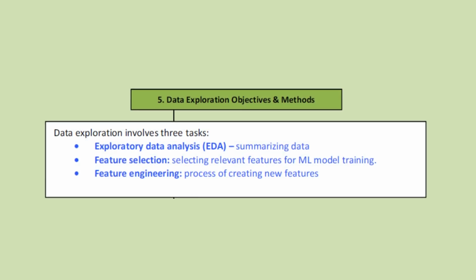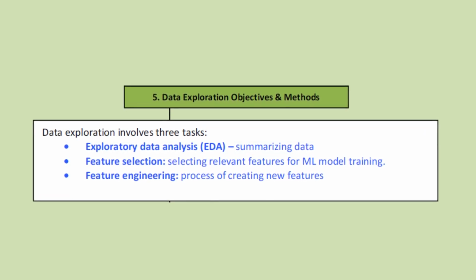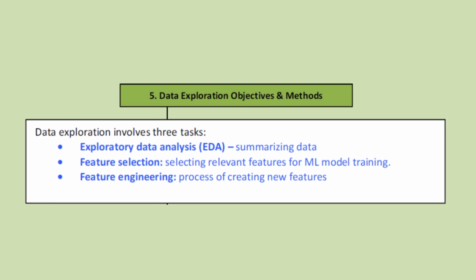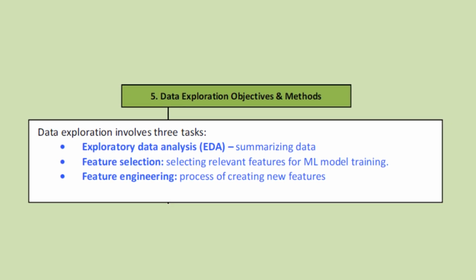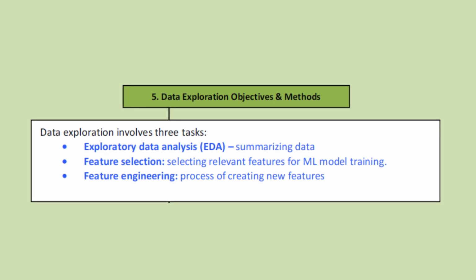Data exploration objectives and methods. Data exploration involves three tasks: exploratory data analysis, EDA, summarizing data. Feature selection, selecting relevant features for ML model training. Feature engineering, the process of creating new features.